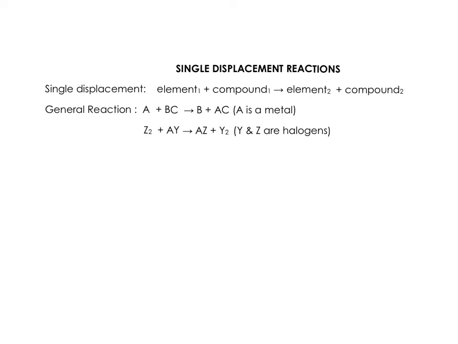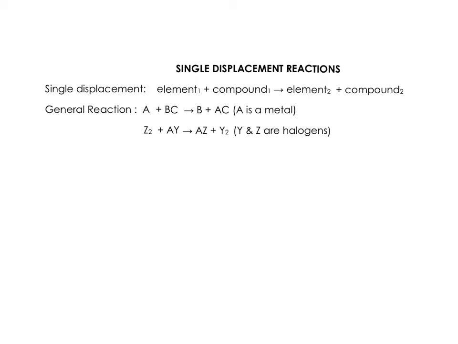If you have a halogen as the element, so remember it's a diatomic element, so there's two of them. If this element reacts with this compound, it will bump out the like element in the compound. So it will bump out the halogen in the compound. So you will get a new compound, and the other halogen is as an element.